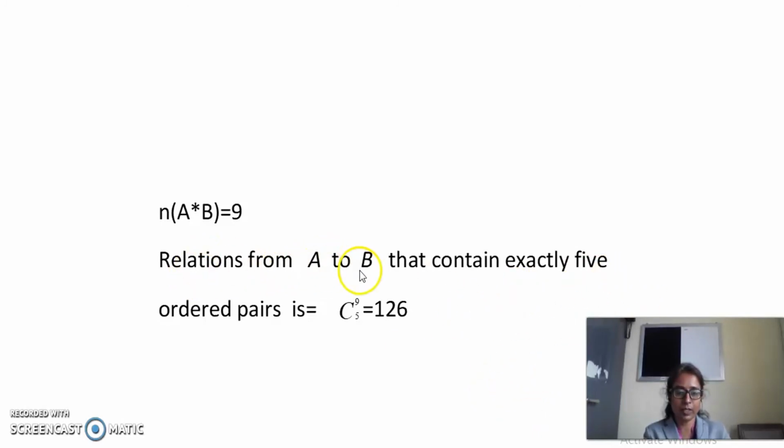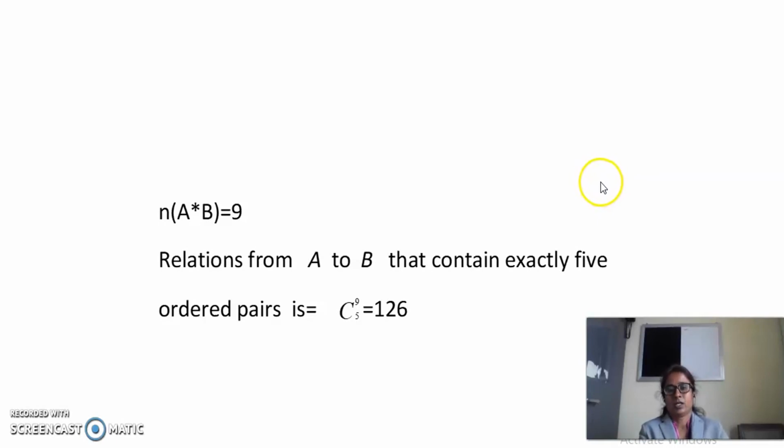So relations from A to B that contain exactly 5 will be 9C5. Suppose I say at least 7, it will be 9C7 plus 9C8 plus 9C9. If I say at most, then what is the meaning? From 2 raised to 9, you subtract the number of ordered pairs which contain at least 7. So it will be 2 raised to 9 minus (9C7 plus 9C8 plus 9C9). So just go on changing the definition and think of different examples.